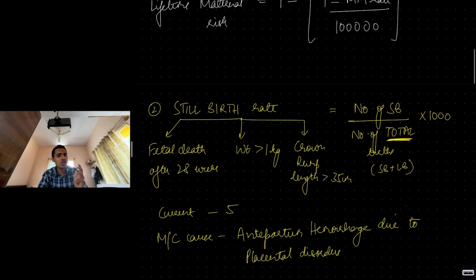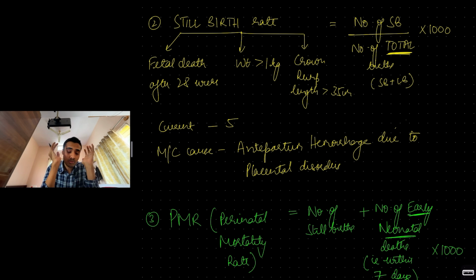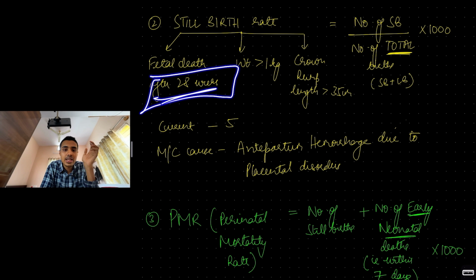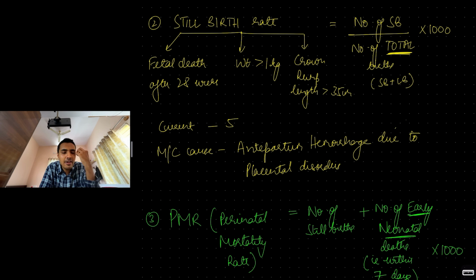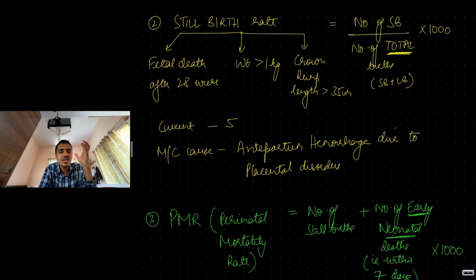Now let's come to stillbirth. What is a stillbirth? Stillbirth is when a fetus dies within the womb after 28 weeks. Basically, it is a late fetal death. The dead fetus, if you weigh it, has to be more than 1 kg, and the crown rump length has to be more than 35 centimeters. So these three you can use to define what is a stillbirth.